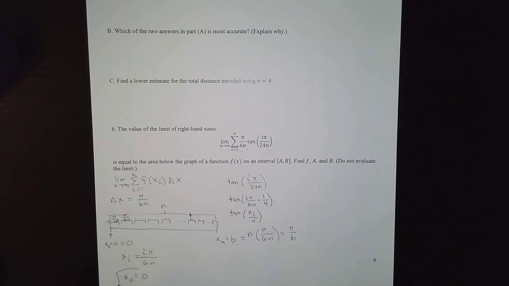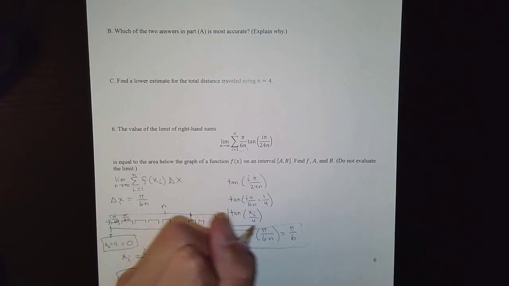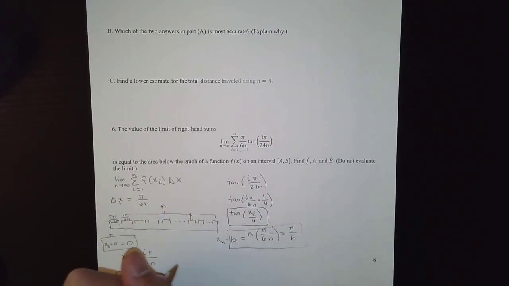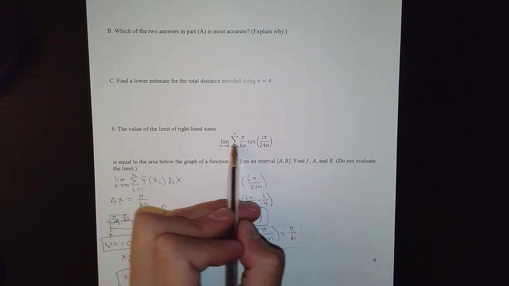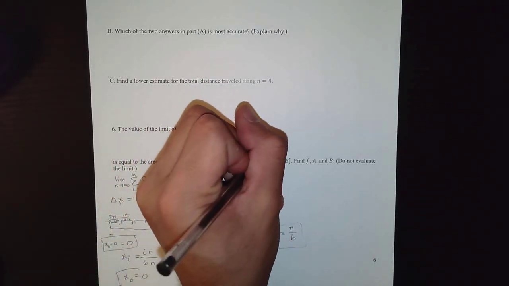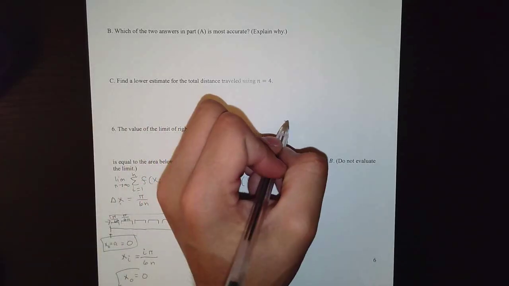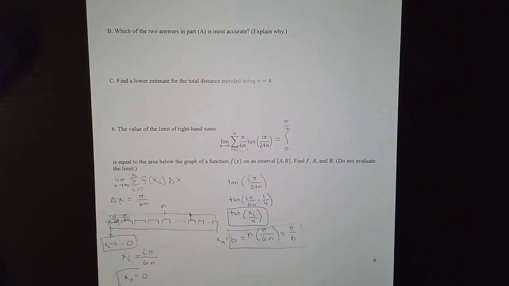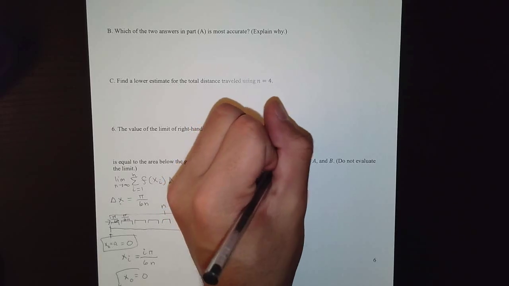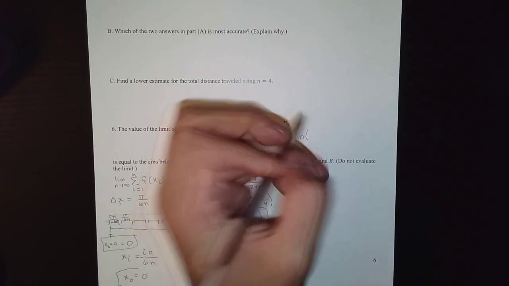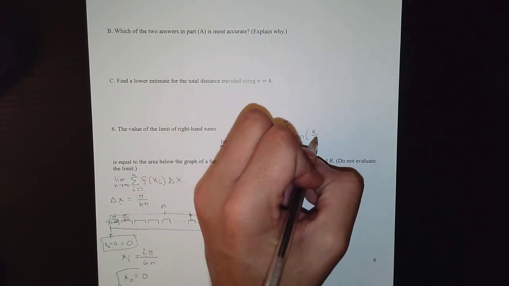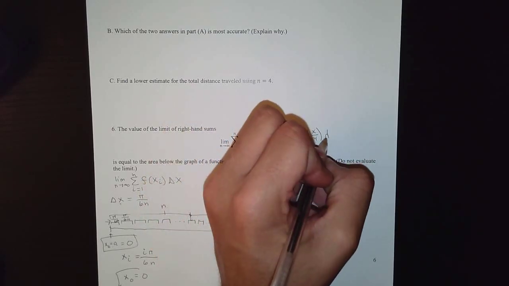Well, we have our a, we have our b, and we have our function. And so now we can say that this is the same as the integral from 0 to pi divided by 6 of tangent x divided by 4 dx.